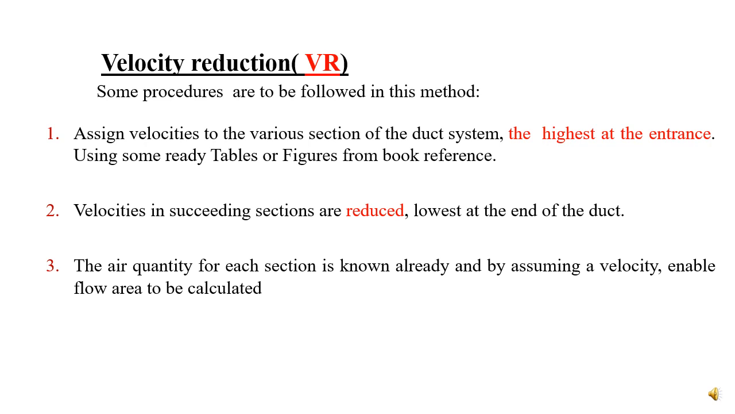Alright, for the velocity reduction method, we should assign a velocity to the various sections of the duct system, and of course the highest is at the entrance or the supply, the first section before it is distributed to rooms. Then the velocities in the succeeding sections, for example after it is distributed to room A, should be reduced, and until it comes to section B or room B, it should be further reduced, until the lowest at the end of the duct.